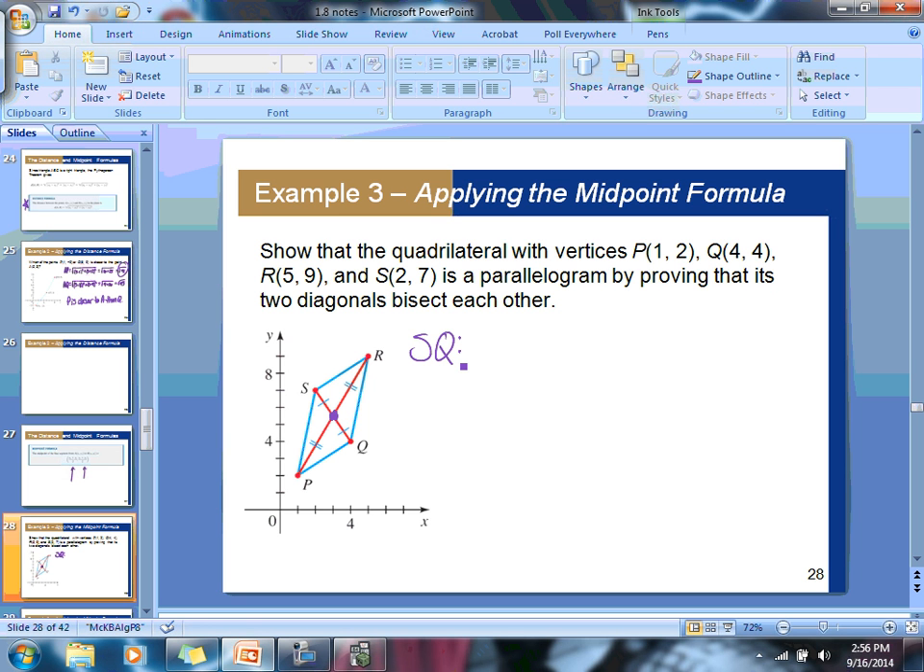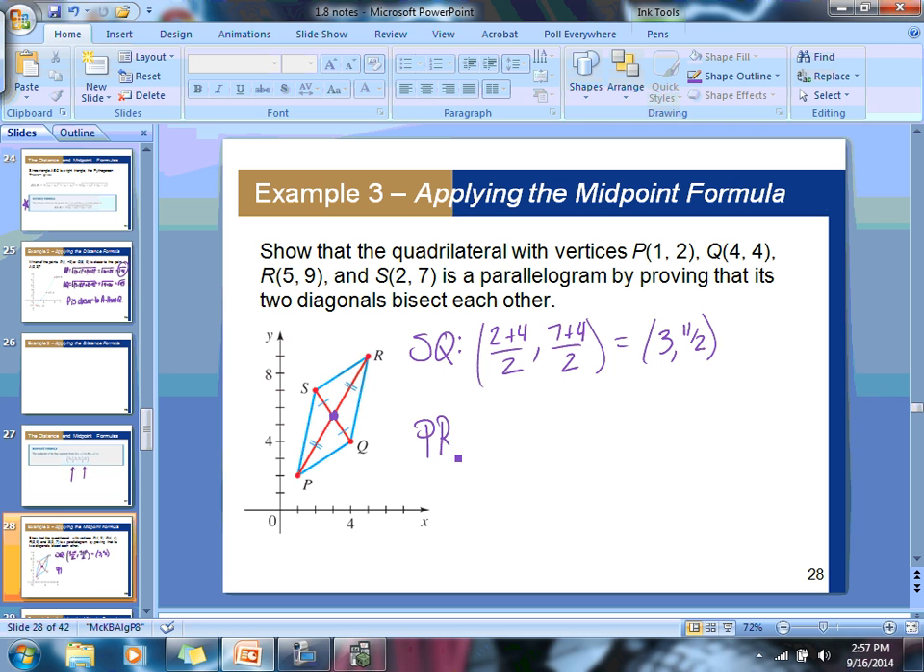I'm going to take my x values and add them up. So let's see, S was 2 and Q was 4. So 2 plus 4 divided by 2. You can do the same thing for the y's. So that'll be 7 plus 4. So that is going to get me 6 divided by 2, which is 3. And then 11 over 2. I'm just going to leave it 11 over 2. You could write it 5.5 if you wanted to.